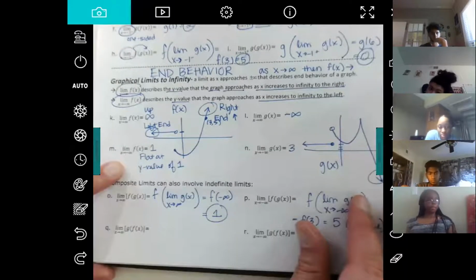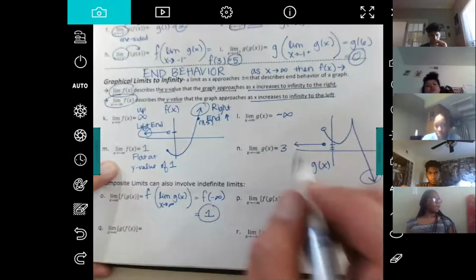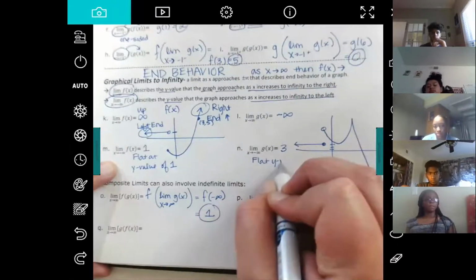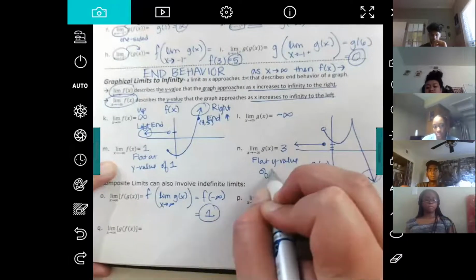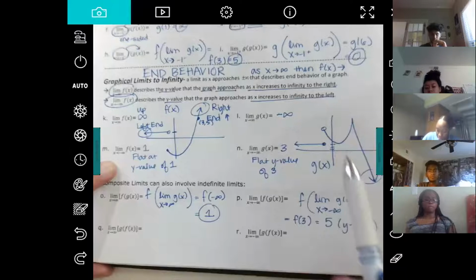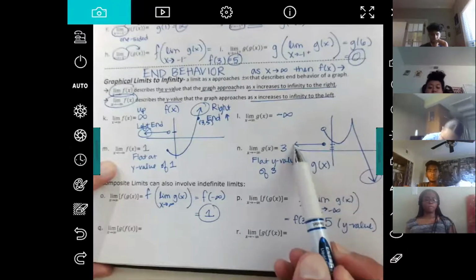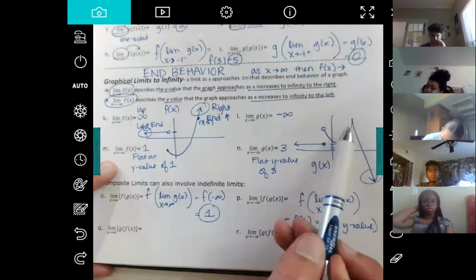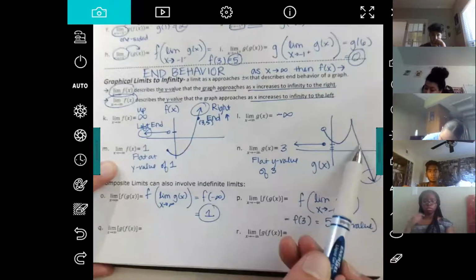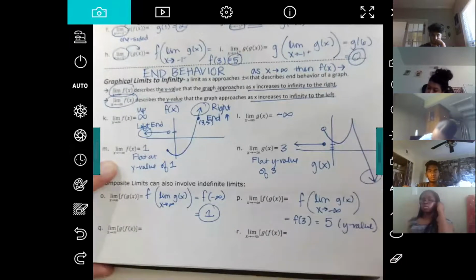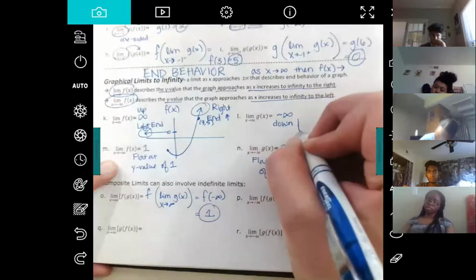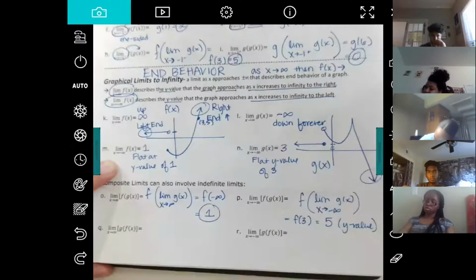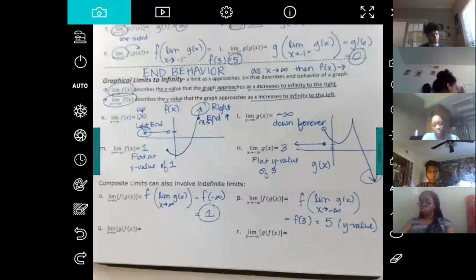Same thing on my graph over here. My left end was flat at a y value of 3. So what I would say is, as x goes to negative infinity, my y value is staying at a height of 3. Versus as my x goes to infinity, I'm looking at my right end behavior of my graph. I can see my graph is going down forever. And so what that means is that I would put negative infinity because my graph is going down, down, down forever and ever. All right, so now let's look at that next row.